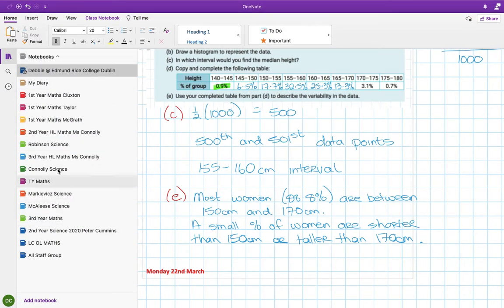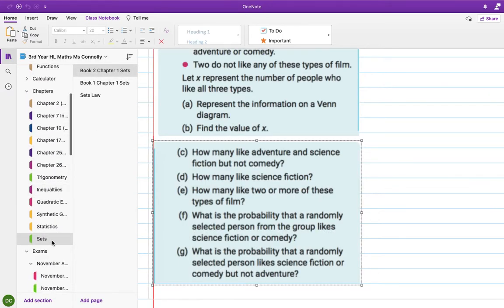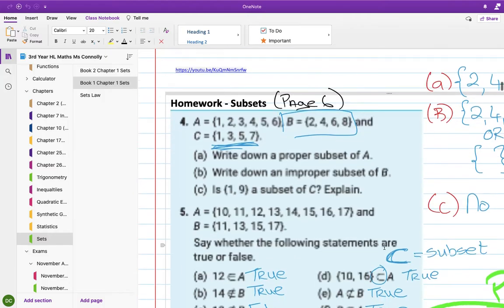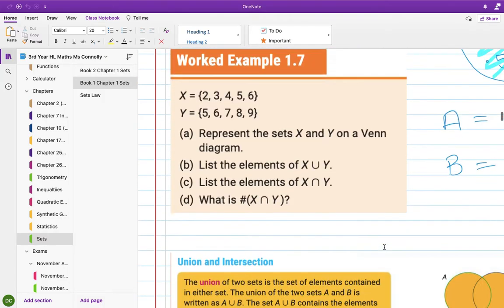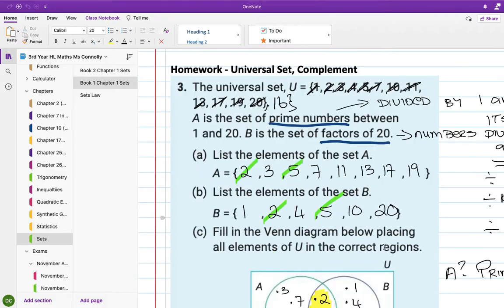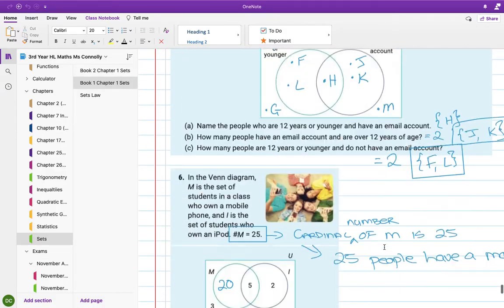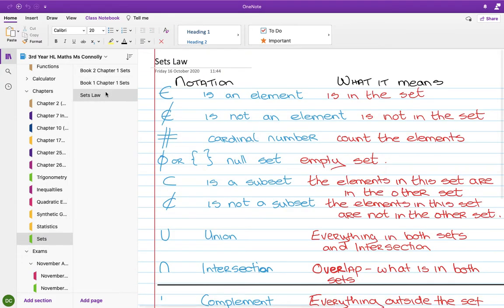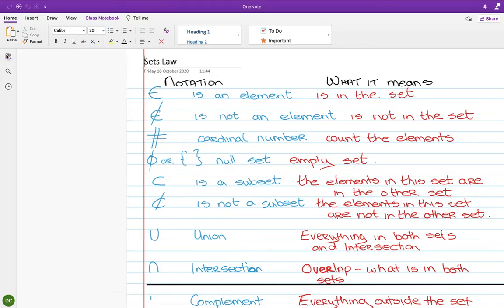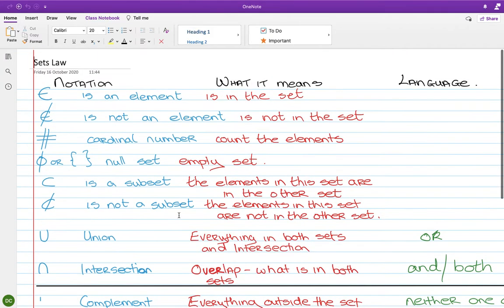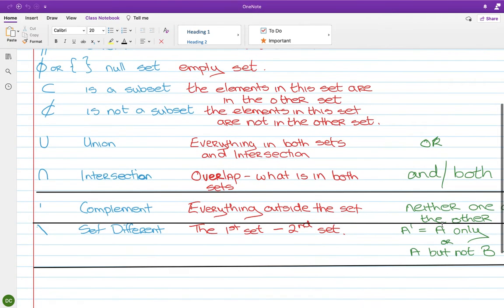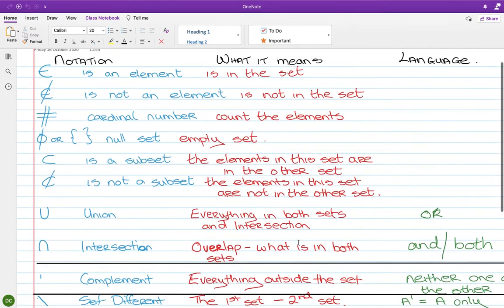Obviously we're doing higher level sets, but I just want to show you, in here I've added a tab called sets, okay? And I've added in the book 1 sets chapter that I did with my first years. So it has examples, notes, completed questions, all that kind of stuff. So there's loads of notes on that first chapter. And then I also put this in here. So this is all of the set notation, what it means, and then in some of them you have to translate them into language. So this is all the set notation that you need to know, okay?